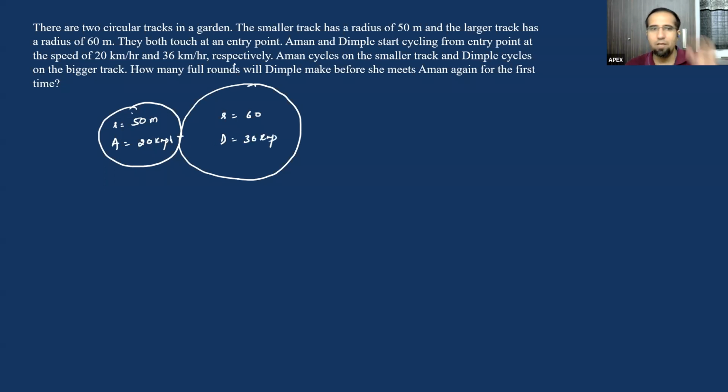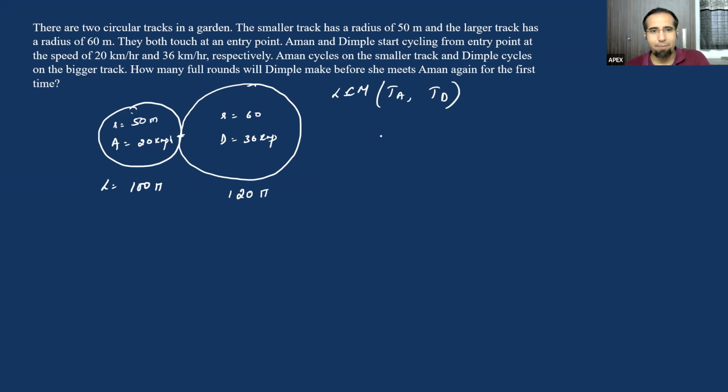Now, when will they meet? How many rounds will Dimple make before she meets Aman for the first time? That means they meet at the starting point only, both running on their respective circular tracks. I need to know the circumference of the circle, or the length of the track, which is 2 pi r: that is 100 pi for the smaller, and 120 pi for the larger. The time taken to meet at the starting point will be the LCM of the time taken by A and the time taken by D.